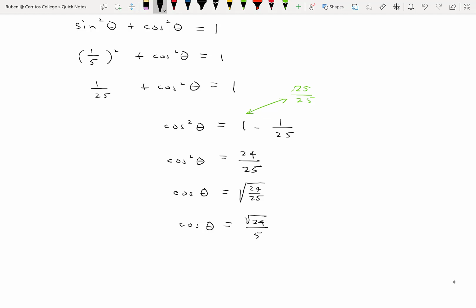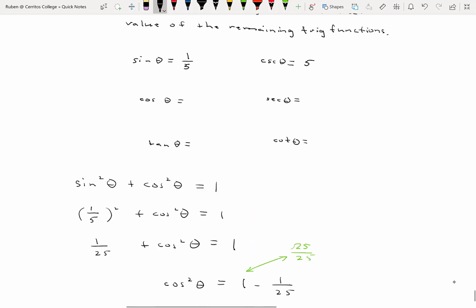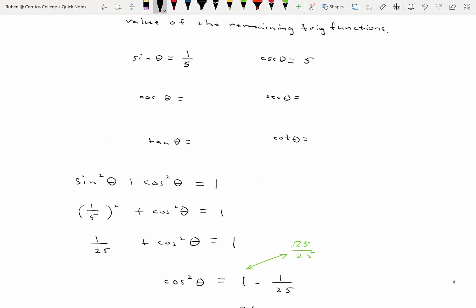Okay, now back to intermediate algebra. The square root of 24 can be simplified because 24 is 4 times 6, and the square root of 4 is 2. So automatically I have the cosine of theta is 2 radical 6 over 5. I'm going to go back up and write 2 radical 6 over 5.